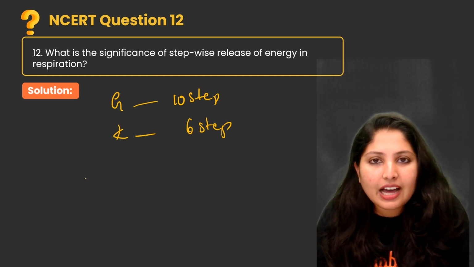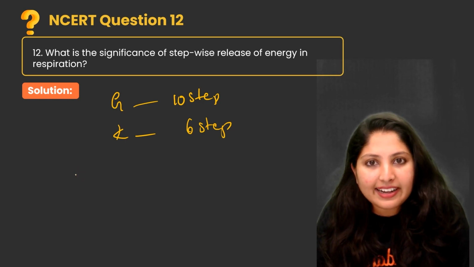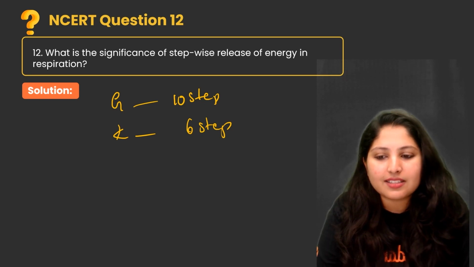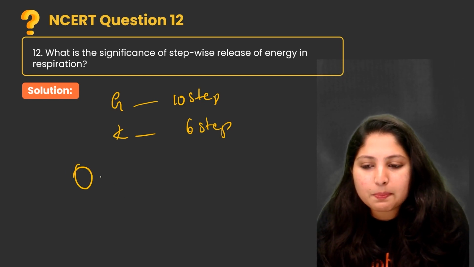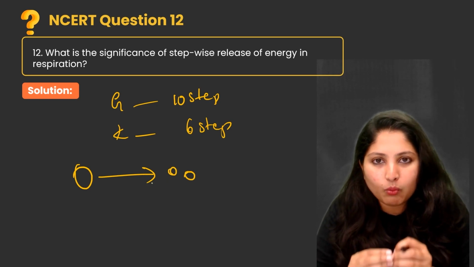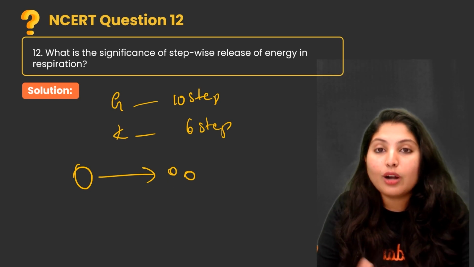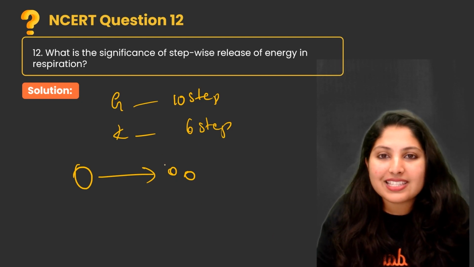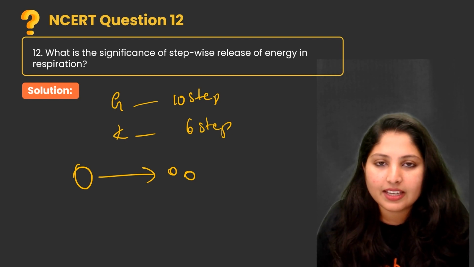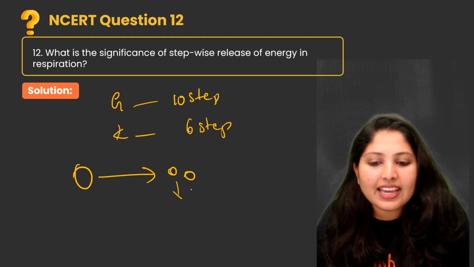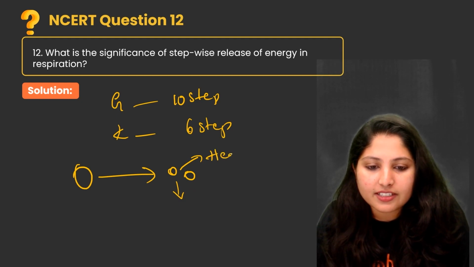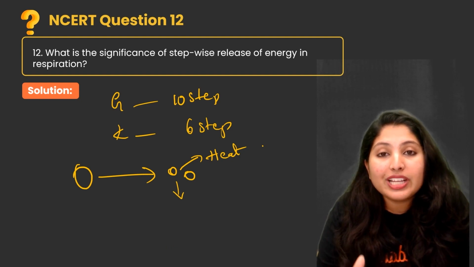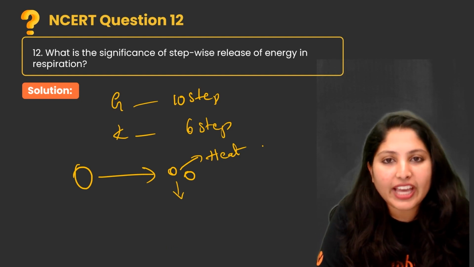Because if we are doing the reaction in one step, this molecule is splitting into smaller molecules in one go. What happens? A lot of energy is released. So this energy cannot be utilized for various other activities, right? This energy is released in the form of heat. We don't want that. We need to utilize that energy to convert into ATP.